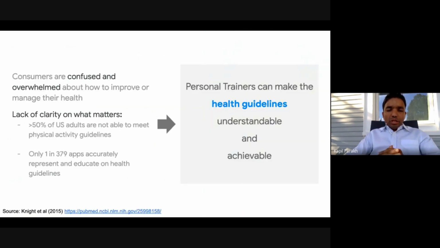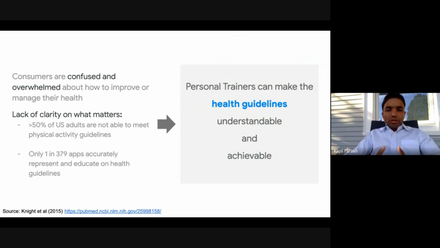Consumers are confused and overwhelmed with how to manage their health. The lack of clarity on what matters. More than 50% of US adults are not able to meet the physical activity guidelines. And if you look at the apps and products out there, a study showed that only 1 in 379 apps accurately represent and educate on the health guidelines.